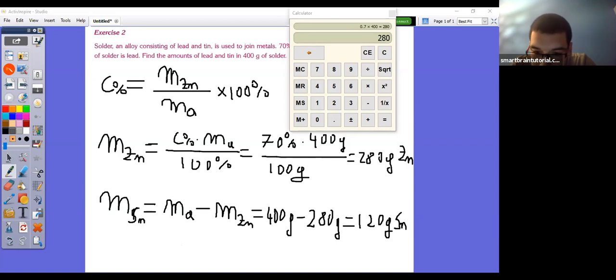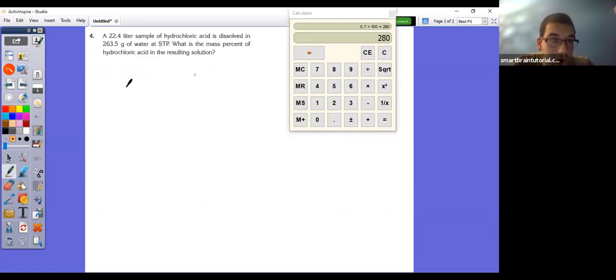Okay, now we will continue with another type of exercise, of course more difficult, because these exercises are relatively simple. Okay, here we have another exercise. A 22.4 liter sample of hydrochloric acid.